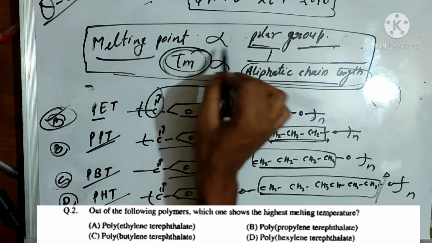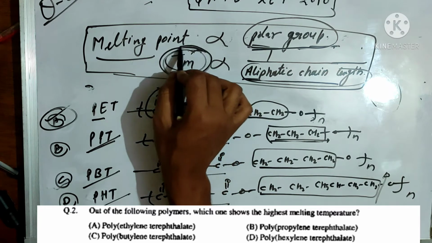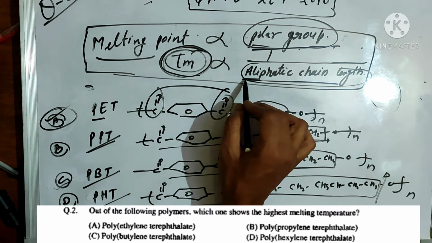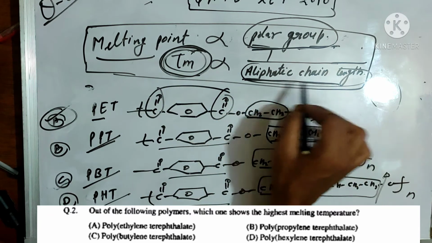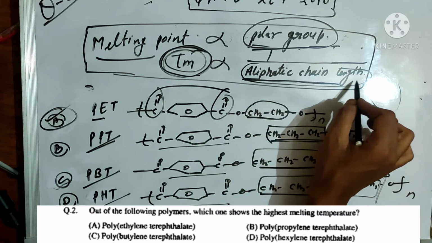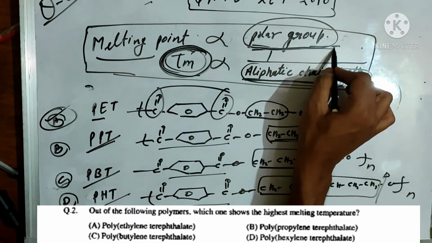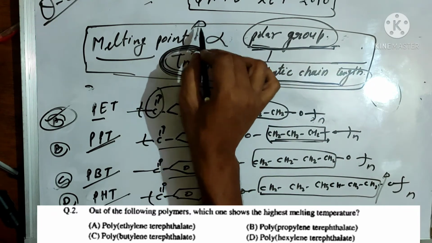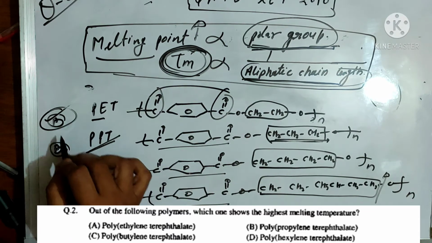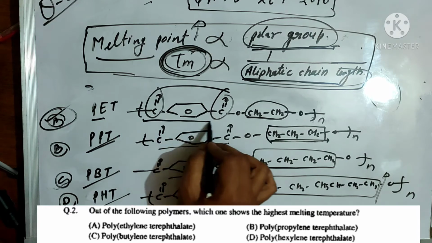First, know that the melting point is directly proportional to the polar group present in the repeat unit, and the melting point is inversely proportional to the aliphatic chain length in the repeat unit. That means increasing the aliphatic chain length of the polymer decreases the melting point, and increasing the polar group in the polymer increases the melting point.